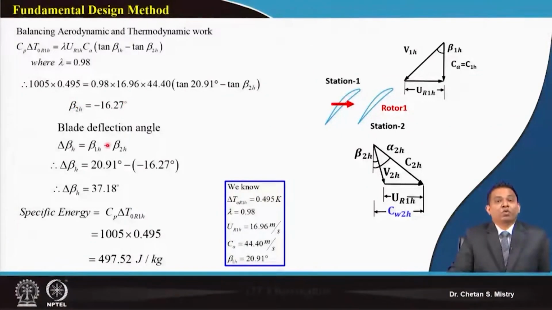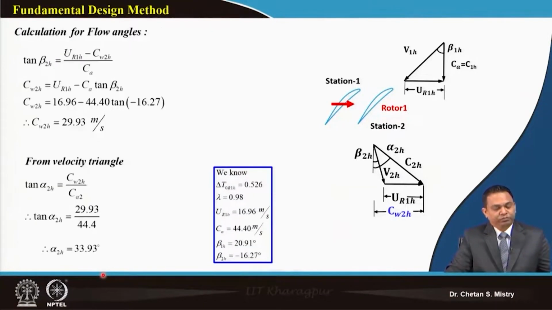Now once this is known to us, we can calculate my delta beta. Just look, my delta beta is coming 37.18 degree. Same way, as I told, we need to do the calculation for the power requirement at that station also. So this is the calculation for the specific energy. Now we can do our calculation for beta 2, my outlet angle. We can calculate the whirl component, which is coming 29.93 meter per second, and my alpha 2 at the hub is coming 33.93.